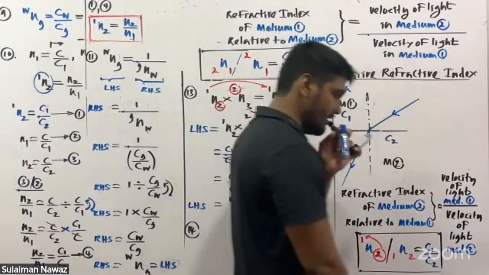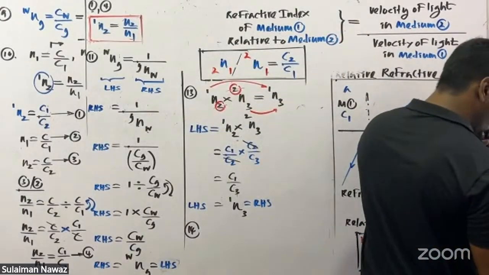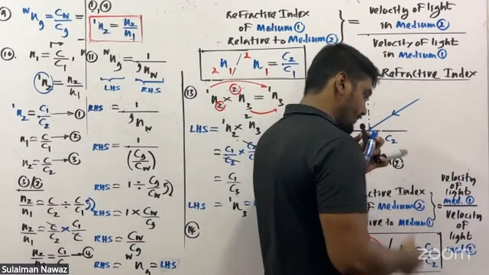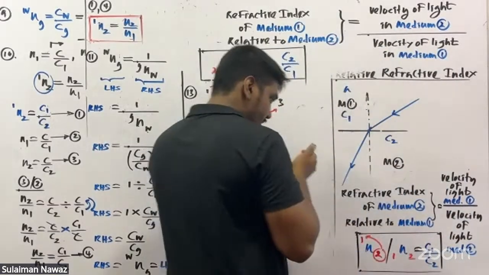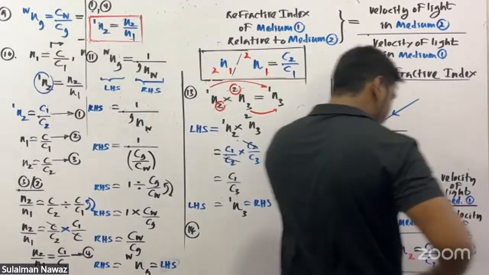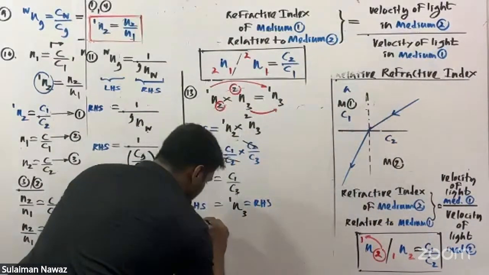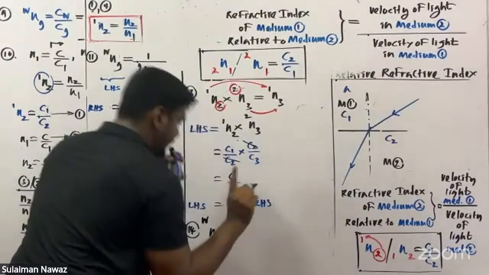Now you know the idea. Look here. They have given the refractive index ratio. Now they are asking us to find the refractive index of glass relative to water. See, you want to find the refractive index of glass relative to water. See the story.